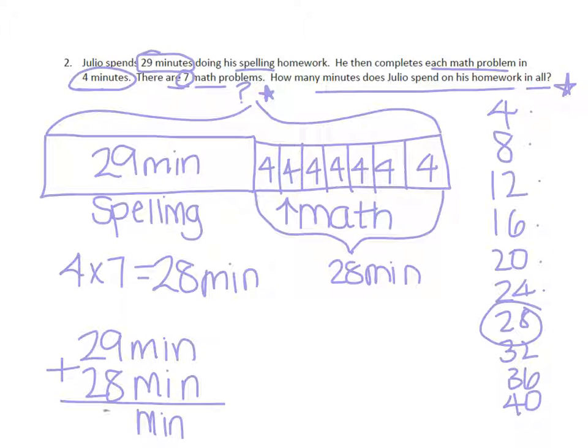So 9 plus 8 is 17. I'm going to write the 7 and carry the 1. 1 plus 2 is 3. 3 plus 2 is 5. So I get an answer of 57 minutes.